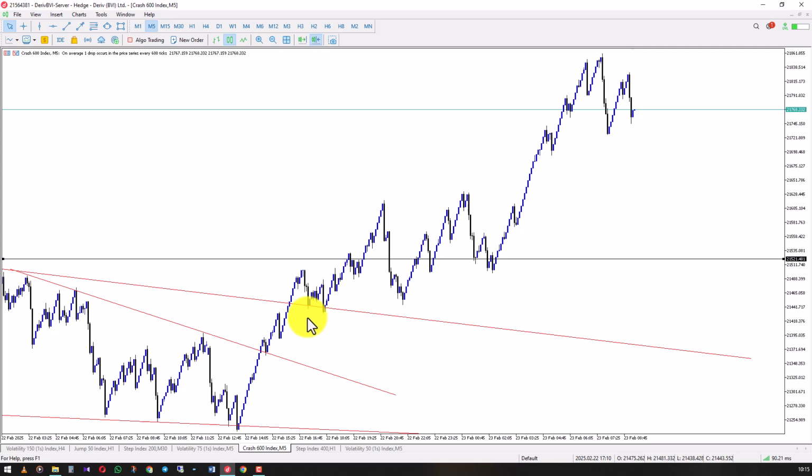And something interesting about Crash and Boom, they really respect stop loss, right? Because we are trading against the system. This one crashes, so we are buying. I don't know if you're understanding what I'm trying to say. So we are buying where the market is crashing, but nonetheless, technical analysis is technical, price action is price action.